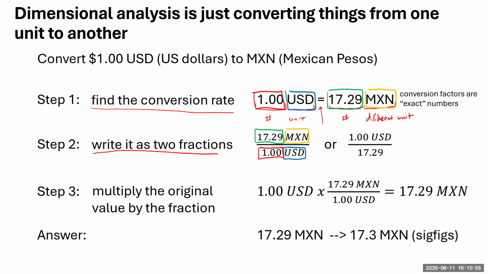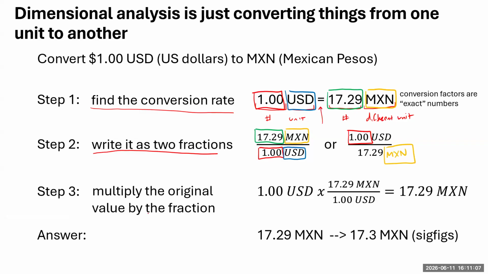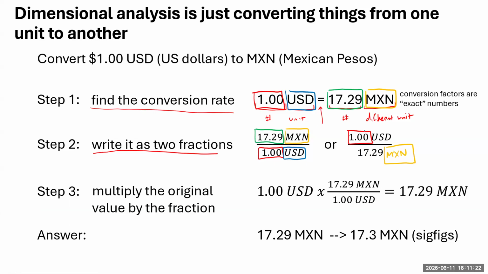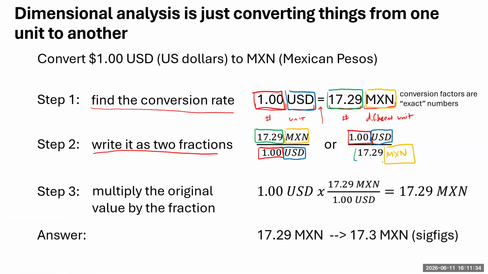Oops, I didn't finish this one up. This should say MXN on there too, right? So we're going to have that boxed up. We're going to write it as 2 different fractions. We put one of them on top, the other on the bottom, and for the other fraction, we flip them across that fraction line. The US dollars are blue. I'm going to color code these things so you can see where I'm getting them from. And then the 17.29 in green. All right, so write them as 2 fractions.